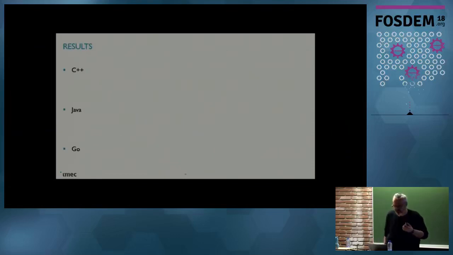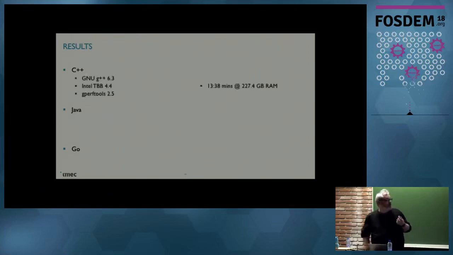So first, the C++ result. That uses shared pointers for reference counting, so we don't have to manually manage our memory. We're using G++ 6.3, Intel Threading Building Blocks for multi-threading, version 4.4, and Google Performance Tools for low-level malloc optimizations. That gives us the following performance. We have something like 13 minutes and a half with 227.4 gigabytes of RAM. So that's the C++ result.